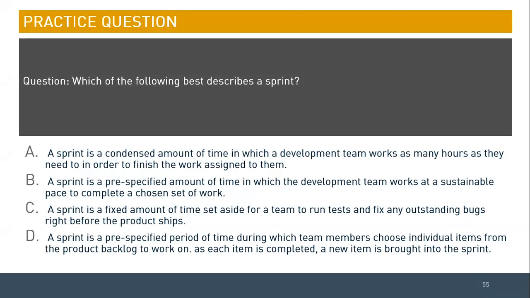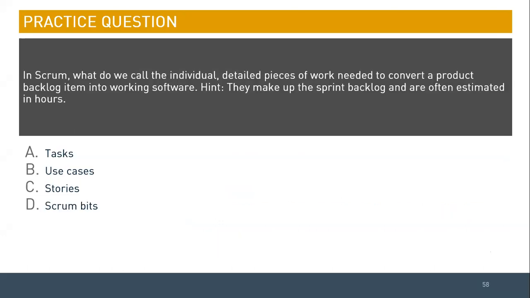Here's another question. In Scrum, what do we call the individual detailed pieces of work needed to convert a product backlog item into working software? You get the idea, okay? So I am trying to focus your attention on the type of question.